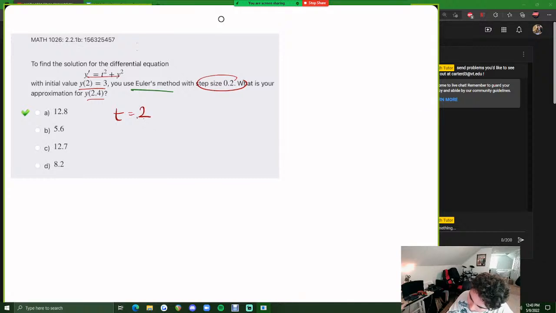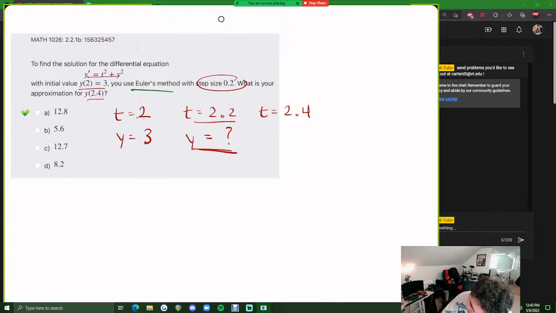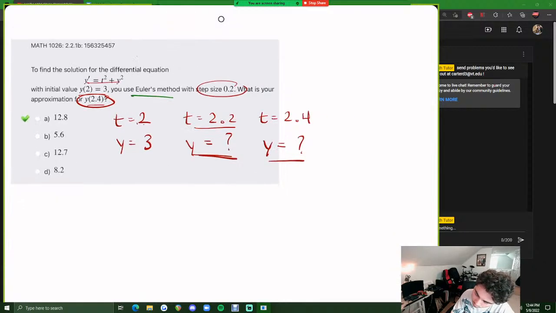And we're going up by a step size of 0.2. So from 2, we go to 2.2. And then from 2.2, we go up another 0.2, which takes us to 2.4. So the idea is, if we know the y value is 3 at 2, we want to use Euler's method to approximate the y value at 2.2, and then use those t and y values to approximate the final y value when t equals 2.4. That's what they're asking us to find, y at 2.4.